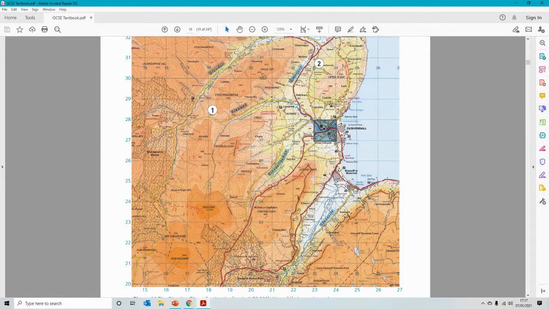Now, what I always do is I say, is it halfway? So halfway would be 5, wouldn't it? So this isn't just halfway, it would maybe be 4, which would be about there. So that means that the first 3 figures of the 6-figure grid reference would be 2, 3, 4.